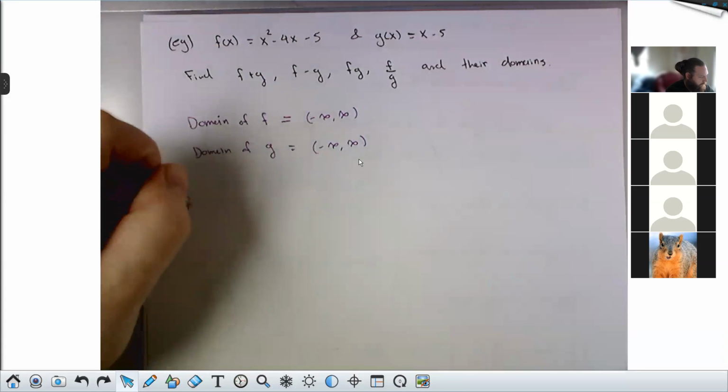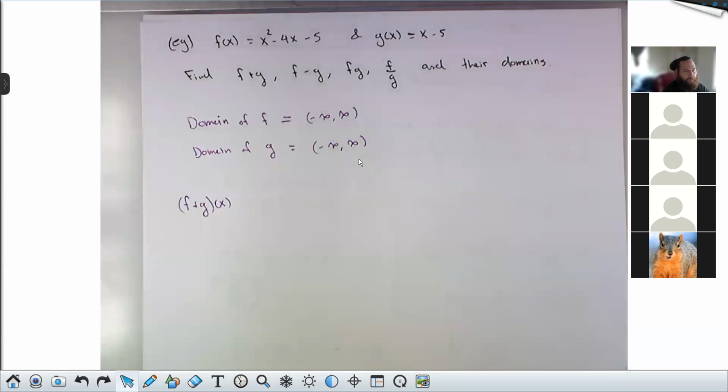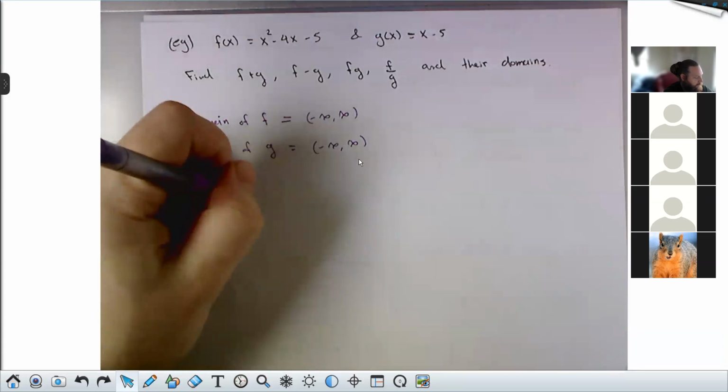So start with f plus g. F plus g of x. The magic step for all of these problems is to first just write down the rule.